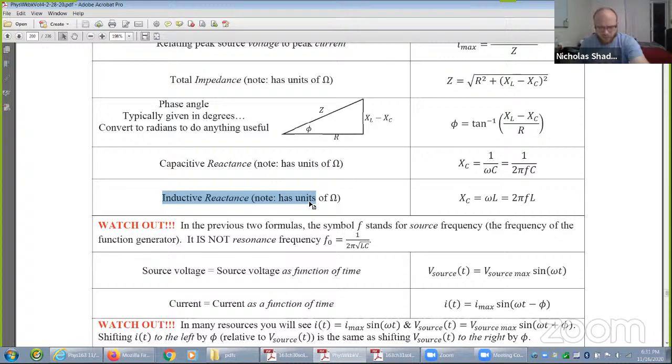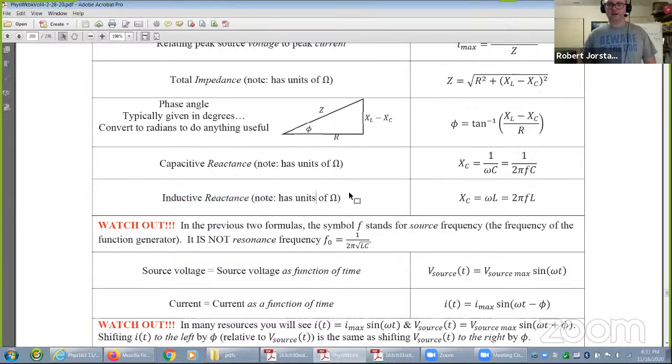Is there a difference between the omega naught that we had earlier and the omegas that we're seeing here? Absolutely. And I'll get to that in just a second. Actually, it's right here. Give me just a second.